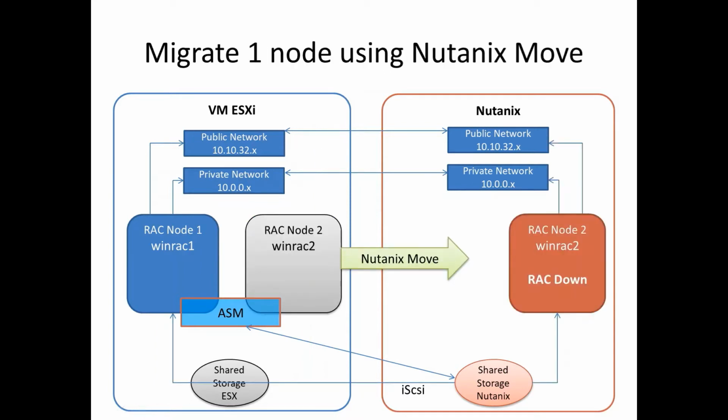Now after this, you can use Nutanix Move to migrate your VMs one at a time. For example, in this case, I have taken node 2 and migrated it to Nutanix. But once you migrate, that node of the RAC will definitely be down. Why? Because there will be a private network connectivity issue for sure, and even the network mapping will be different, due to which it will not be running. What happens is that when you migrate, Nutanix will create new adapters, and it will disable the existing network adapters.